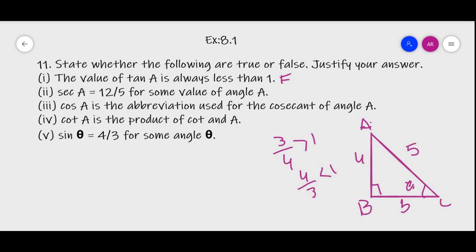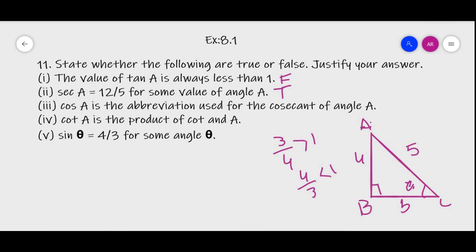And then let's look at the second one. Sec A is equal to 12 by 5 for some value of angle A. This statement would actually be true. By looking at it itself, you can say it's true. And again, like the previous question, you take a triangle and try, and you could get 12 by 5 as one of the answers. So that is the reason we can say that it's true.